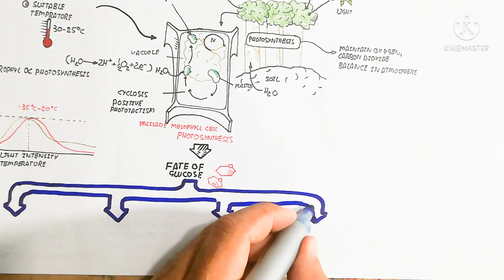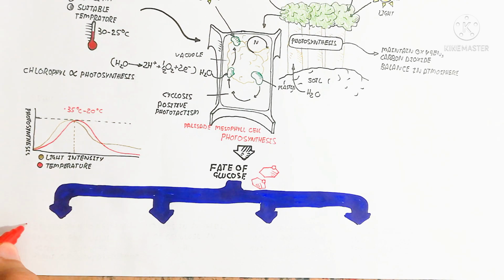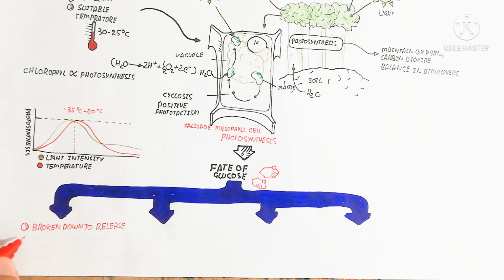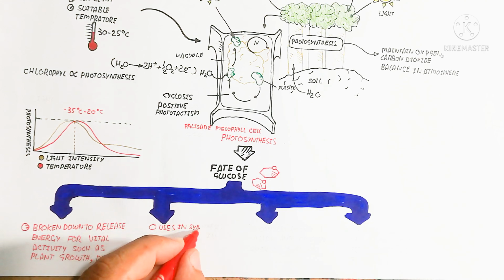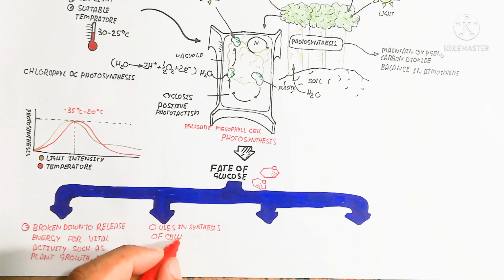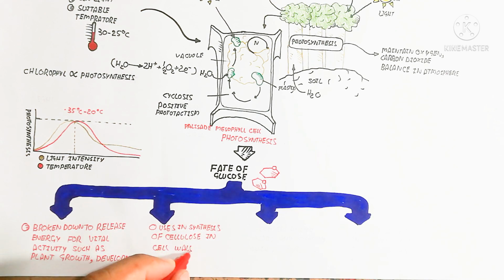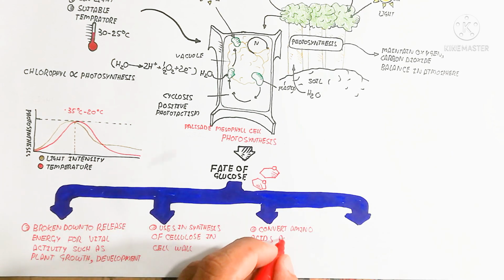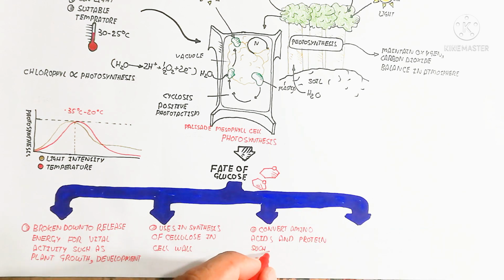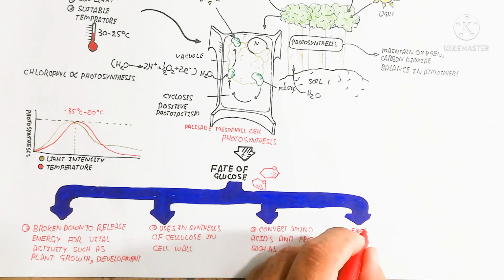This glucose molecule has different fates through different mechanisms and processes for the development and growth of the plant, or the food is reserved in the fruit, the root or the stem. The sugar is broken down to release energy for vital activities such as plant growth and development. In another case, it is used in the synthesis of cellulose in the cell wall, because the cell wall is the important character of the plant cell, used for rigidity and support.